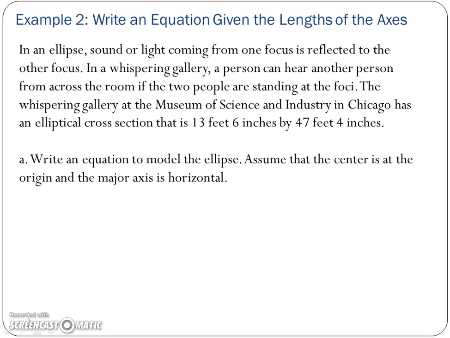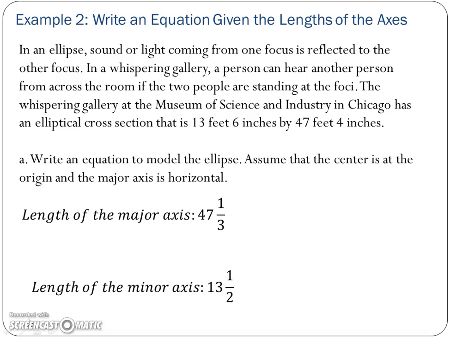We're going to assume that the center is the origin and the major axis is horizontal. So the length of the major axis is 47 1/3 or 142 over 3. So 2a equals 142 over 3. We're going to divide by 2, so a equals 71 over 3. The minor axis was 13 1/2, which is 27 halves, so 2b equals 27 halves, therefore b equals 27 over 4. Okay, so that is our a and our b.